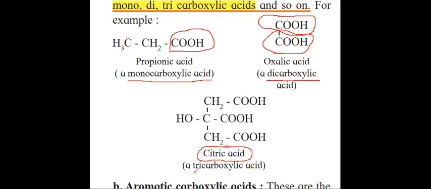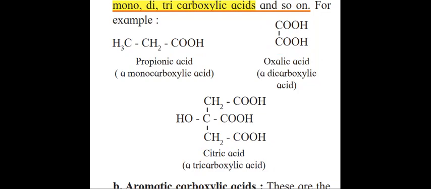It is a tricarboxylic acid, meaning it contains 3 COOH groups. Okay, this is 1, this is 2, this is 3. It is citric acid. Both are similar.